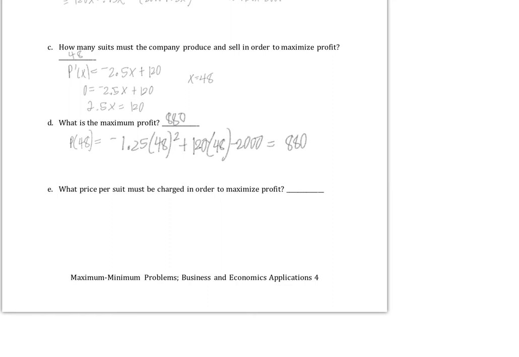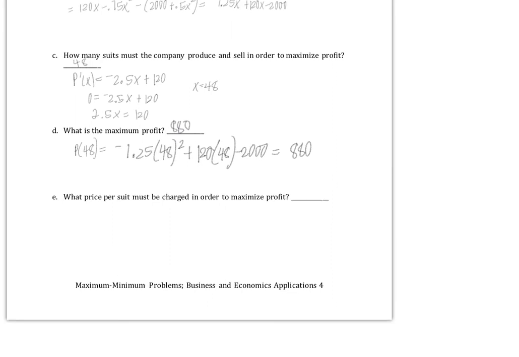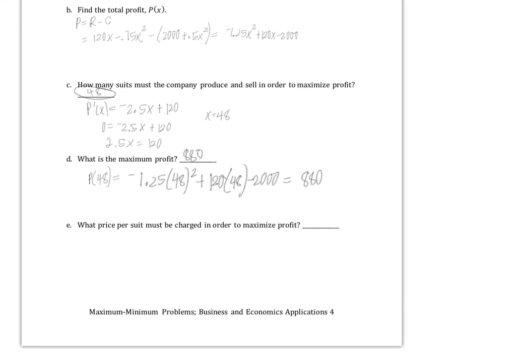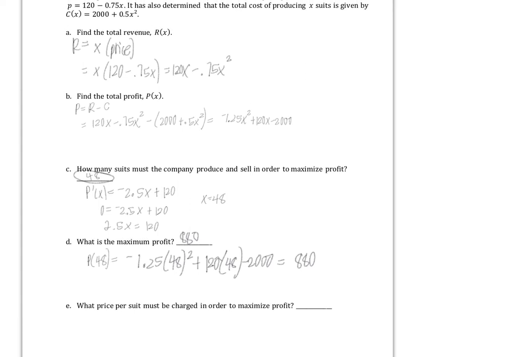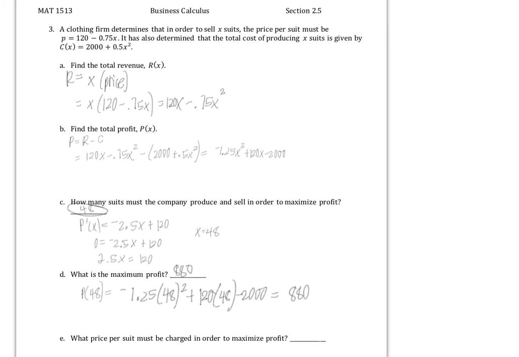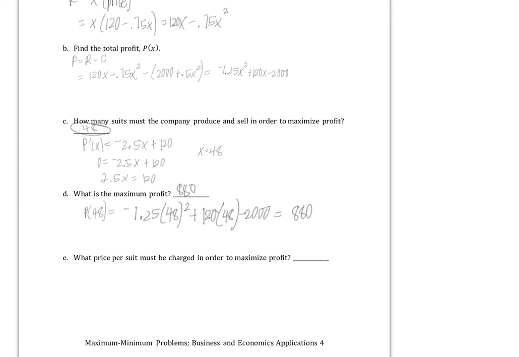So what price per suit must be charged in order to maximize profit? Well, we know when profit is maximized, it's at 48. And so we're going to plug that x value of 48 into now not the profit function. I just did that. That gave me what the maximum profit was. I'm going to plug 48 into the price function. So little p of 48.